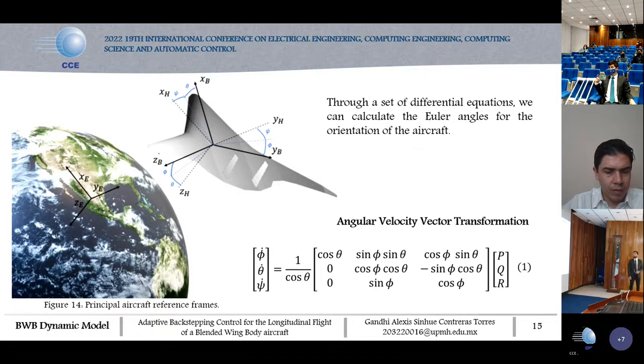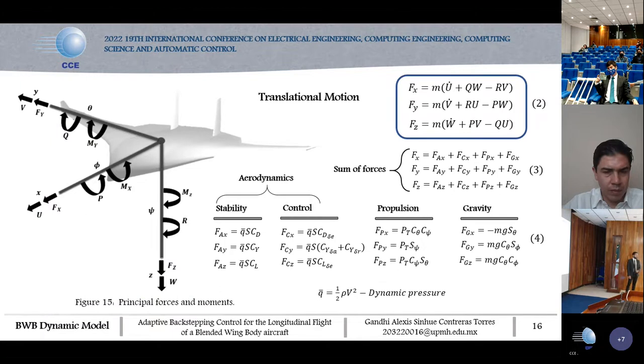And we can calculate the position of these angles, integrating this equation here, that are the Euler angles. And we have the transformation matrix from the velocities of the aircraft. And in the dynamic part, we have the causes of the movement, that are the forces that we have here.